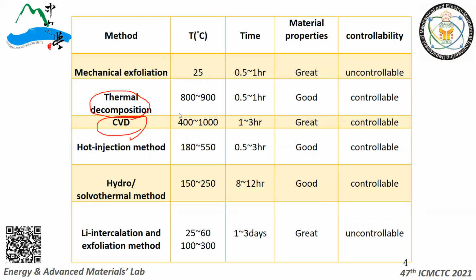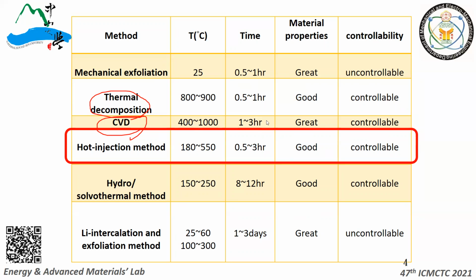So we can compare different fabrication approaches of the MoS2 layer. What we use here is the hot injection method. It is a very controllable process with good properties, and the fabrication time is efficient. Also, the annealing temperature is relatively low compared with others such as CVD or thermal decomposition. So what we use here is the hot injection method.